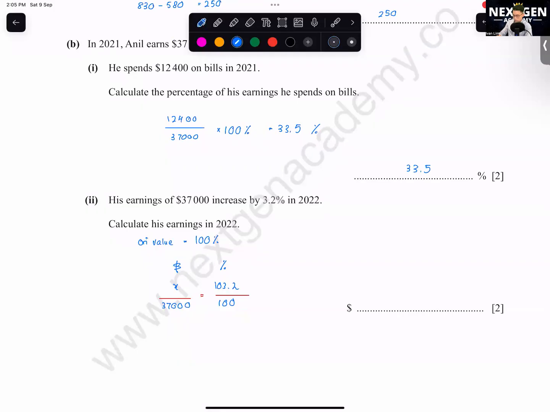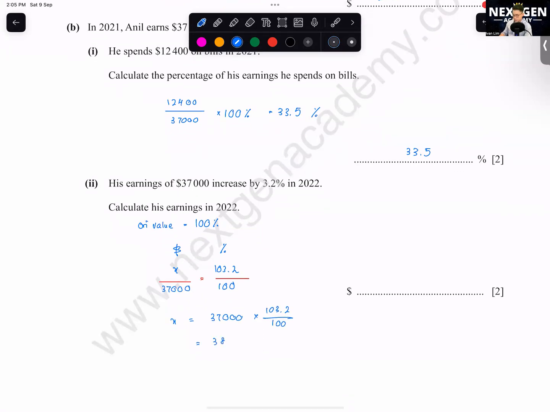Go and do algebra for this. Just cross multiply it. So you will get 37,000 times 103.2 over 100. If you don't want to do this, it's fine also. It's just easier for you to see. You can straight write the equation also. 38184.